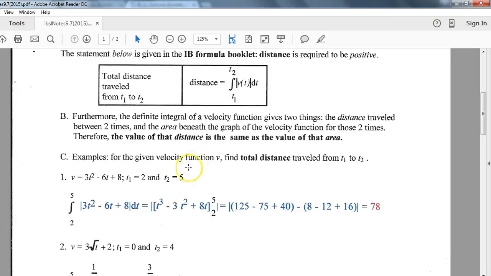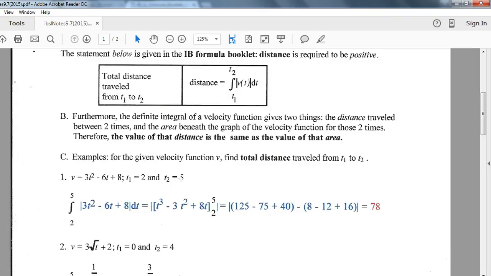So look at a couple examples with me here. You can see right here they're giving me a velocity function, and we're going to evaluate that. The first initial time was at 2, so this might be 2 seconds or 2 minutes or 2 hours. They didn't really state it in this case, but it's a value of 2 and then to a value of 5. If you think of this over the course of hours, this would be at the 2-hour mark, this would be at the 5-hour mark.